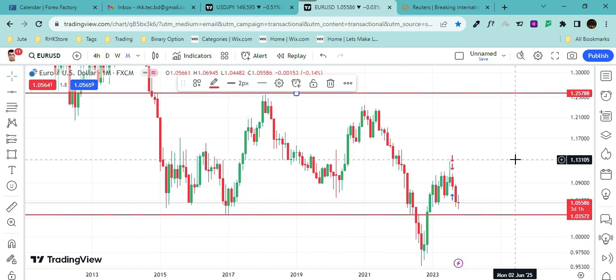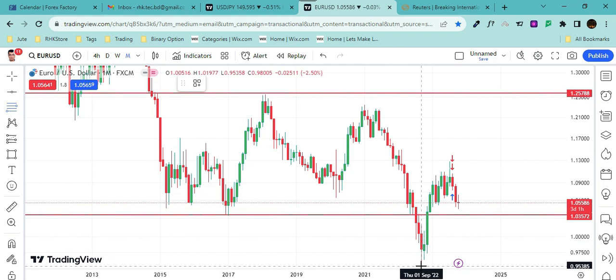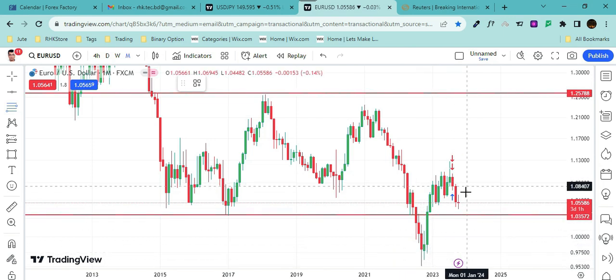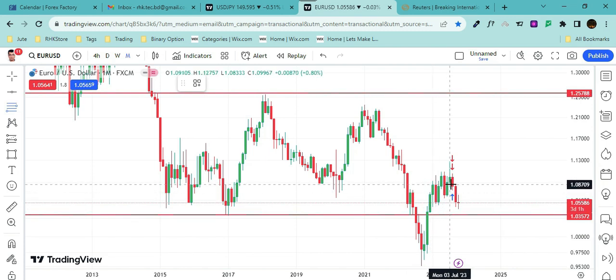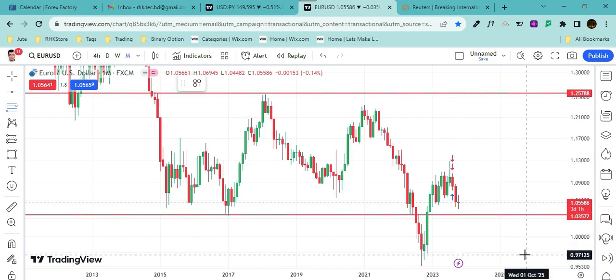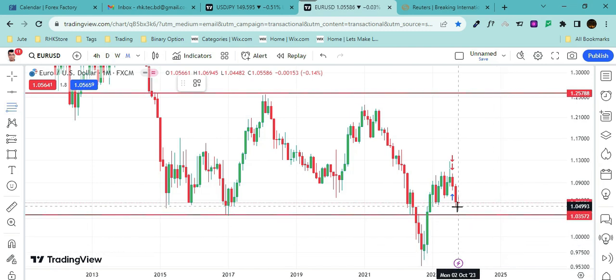So if we measure it, we can see that it was initially a downtrend, then it tried to take the uptrend for the last 14-15 months. 1 2 3 4 5 6 7 8 9 10 11 12 13 months, and within the next 48 hours we'll get the candlestick for October.